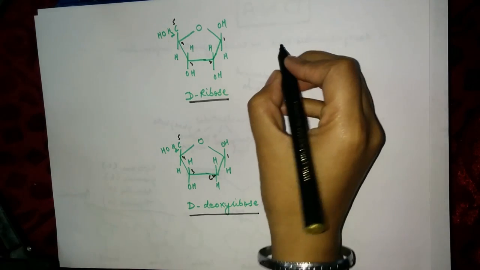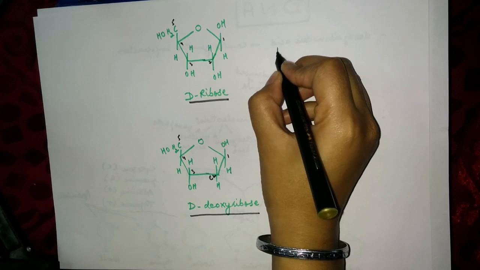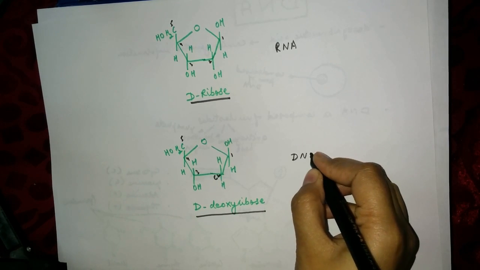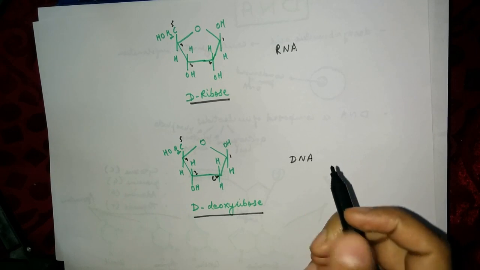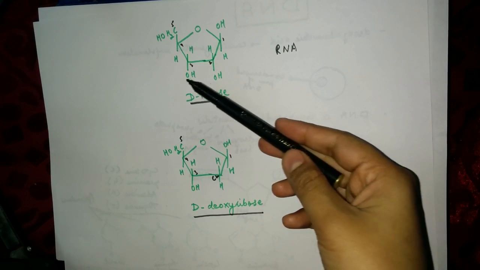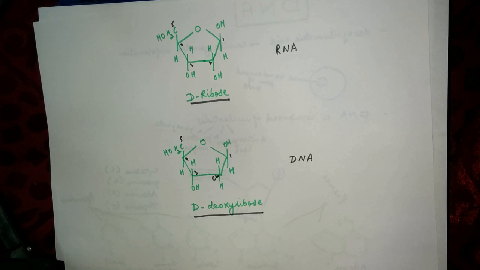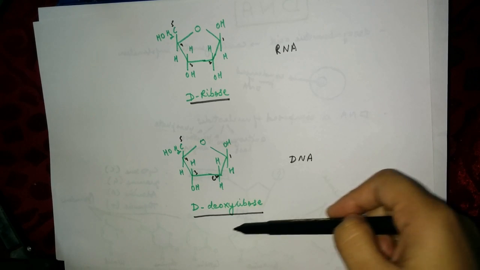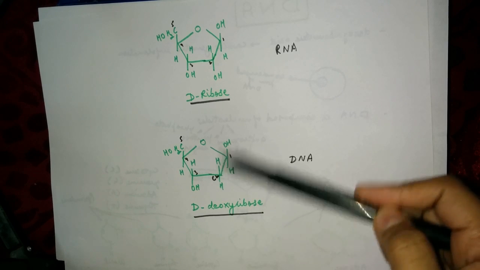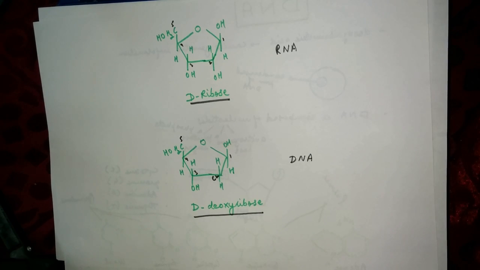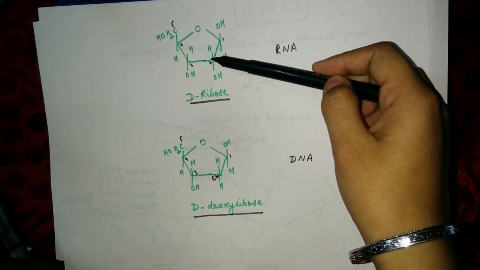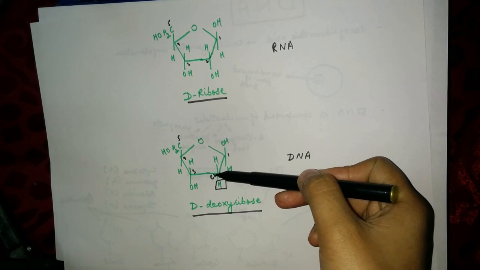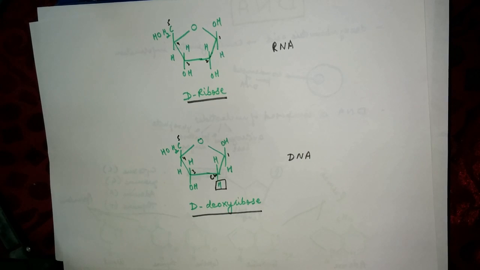Now, this is the pentose sugar present in the RNA, and this is the pentose sugar present in the DNA. The pentose sugar present in the RNA is called D-ribose, and the pentose sugar present in the DNA is called deoxyribose. The difference between the two lies at the C2 carbon atom. Deoxyribose has one oxygen less at the C2 position compared to the ribose.